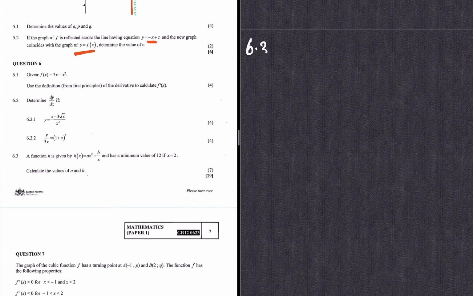6.3, the final problem of the day. We are given h of x equals ax squared plus b over x. Let's check this. A function h is given by h of x equals ax squared plus b over x, and has a minimum value.